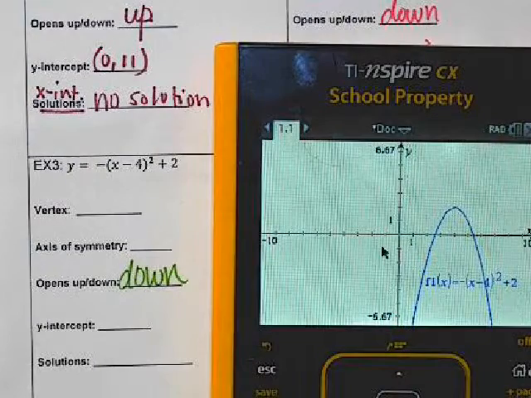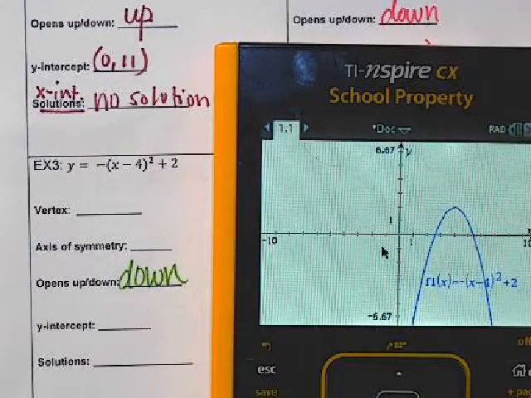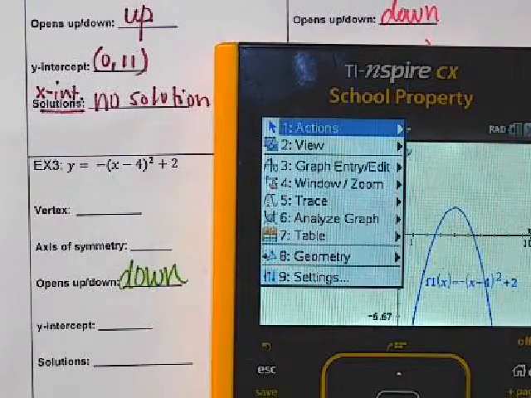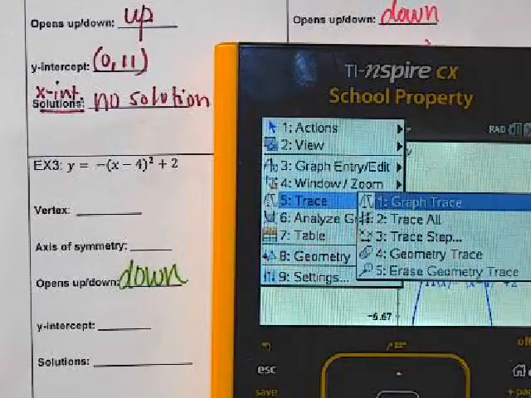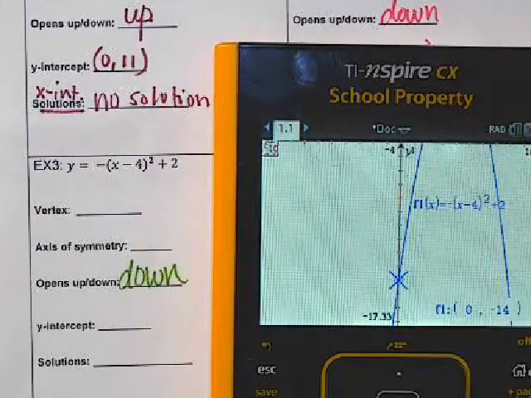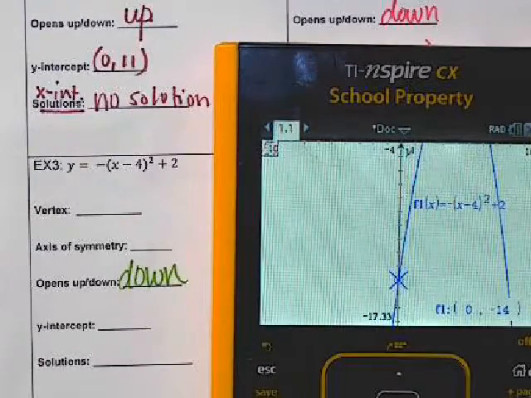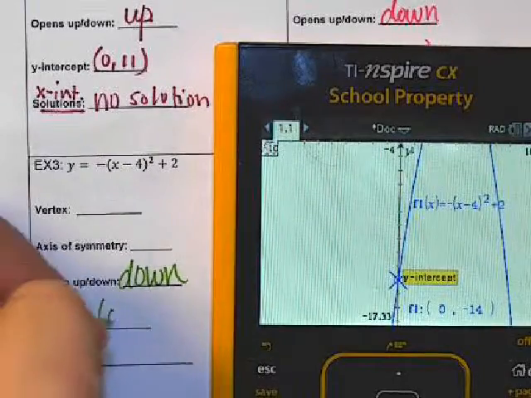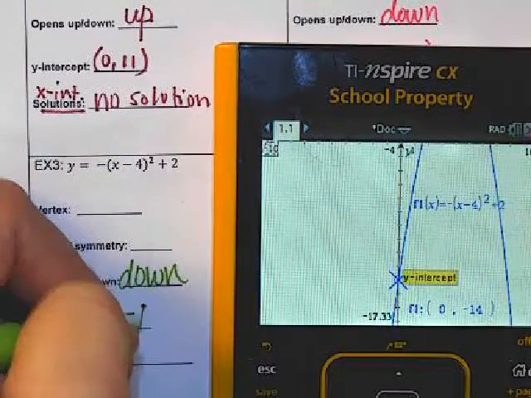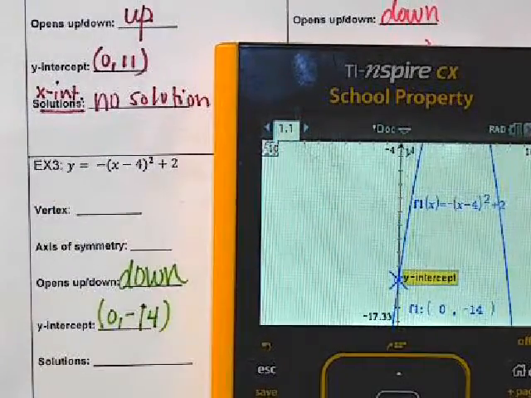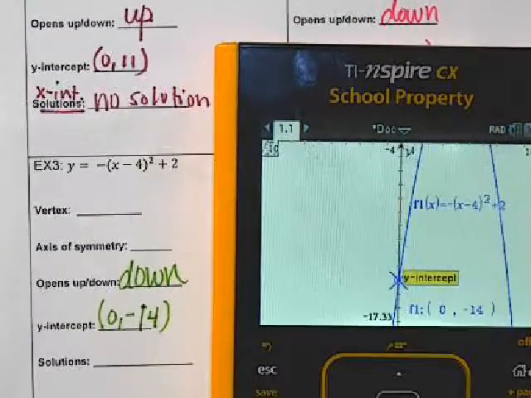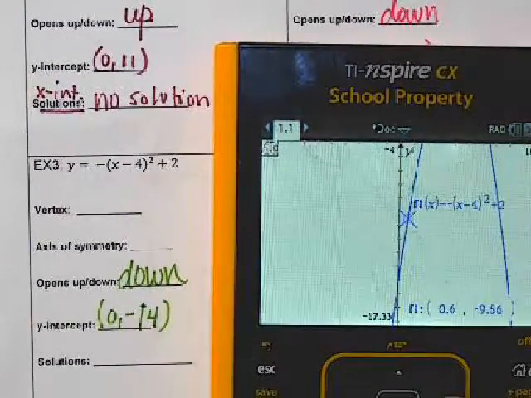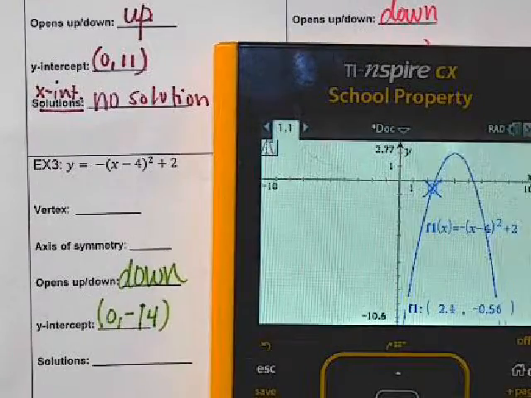And for the rest of these answers, I'm going to have to turn the trace on again. So menu, 5, 1. And when I turn my trace on, it starts at the y-intercept. If you need to scroll over and back, the words pop up. It's (0, -14). Okay, scroll to the right.